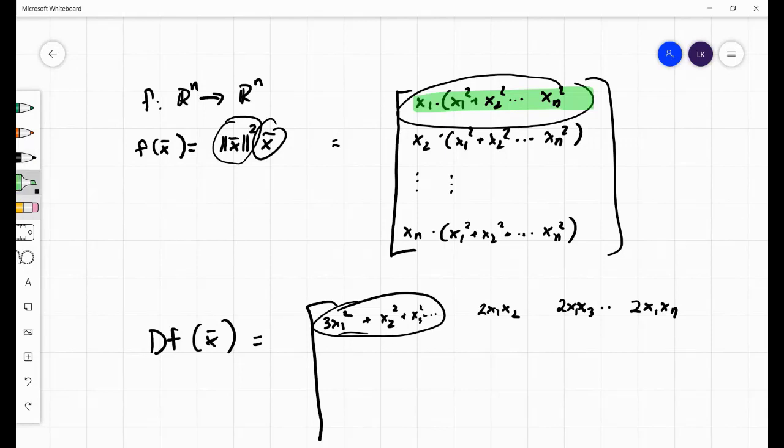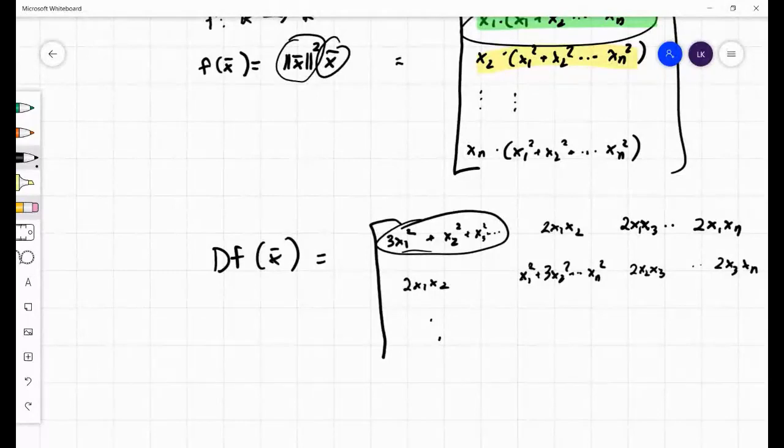Okay. Differentiate the next component with respect to x1, x2, x3, and so on. And so maybe you can spot a pattern there, right? So that's always one option. You have to do this.